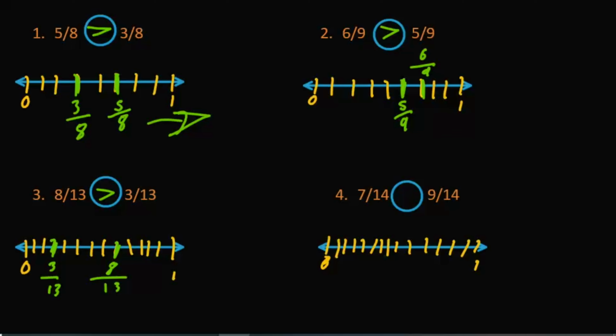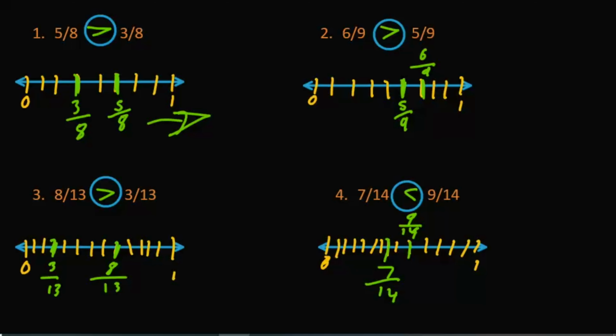So 7/14. So 1, 2, 3, 4, 5, 6, 7. Okay, 7's right here. So 7/14. And then we have 9/14. So 8, 9. This would be 9/14. So obviously 9/14 is larger because it is more to the right.